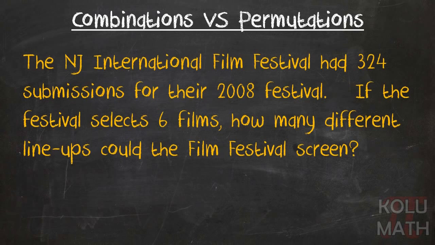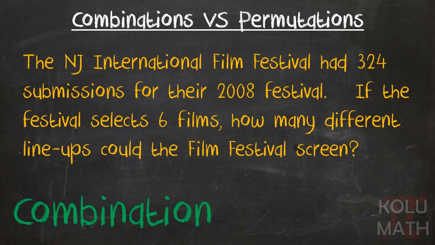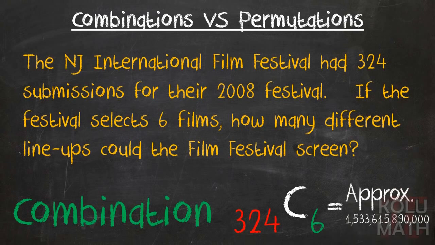The New Jersey International Film Festival had 324 submissions for their 2008 festival. If the festival selects 6 films, how many different lineups could the film festival screen? Okay, does it matter what order those guys are selected? No, not at this point. They're just trying to get into the contest, so it doesn't really matter. It's a combination. And we can go ahead and use 324C6, or 1,533,615,890,000. Okay, that's a lot of different combinations.